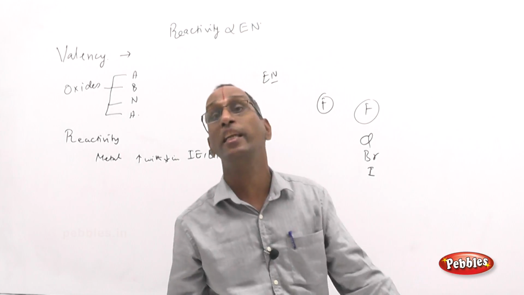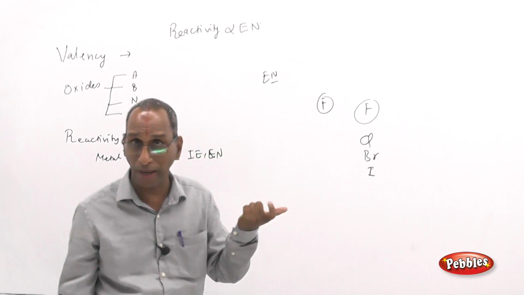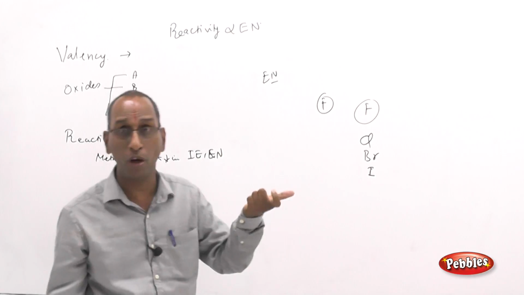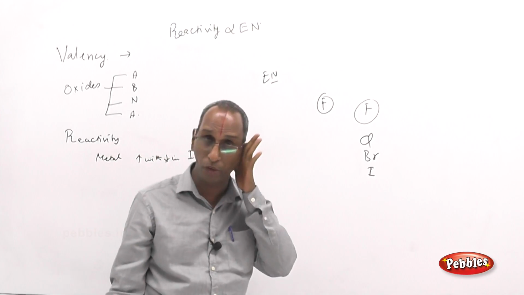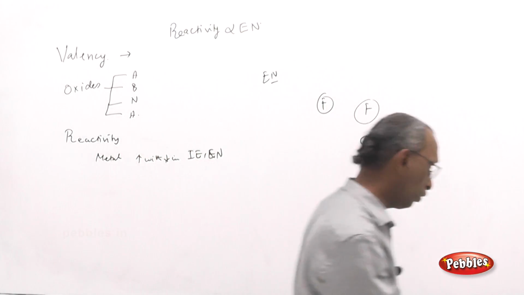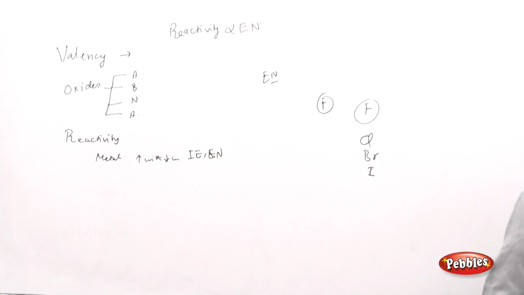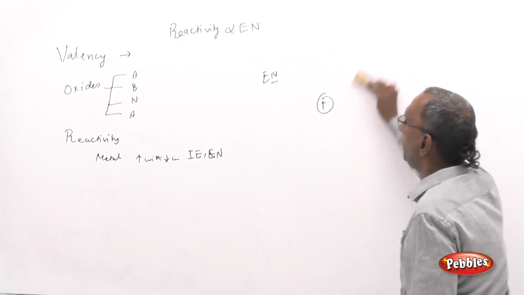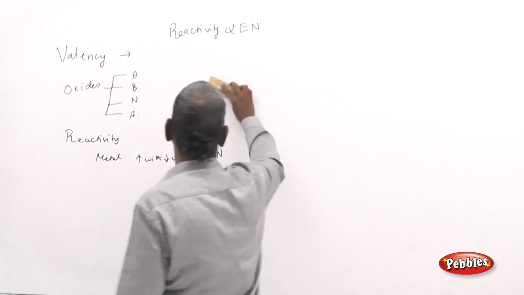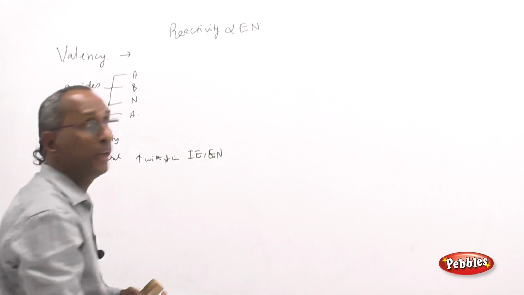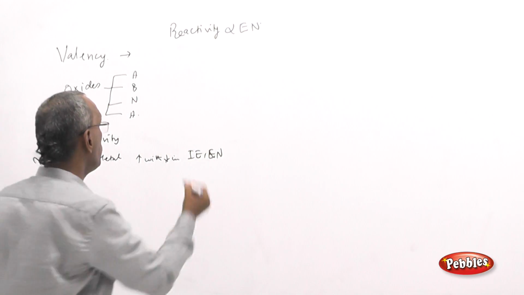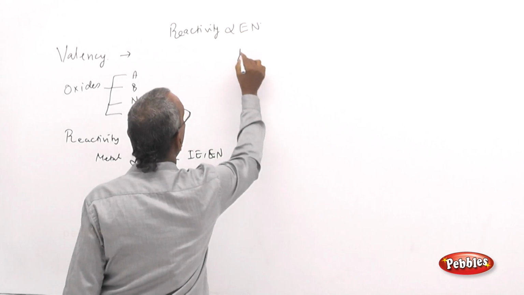The reaction is not taking place. That is, negative catalysts are introduced so as to avoid fluorination. Fluorination has to be carefully done. So, fluorine is highly electronegative, which means that it is highly reactive. So, reactivity is directly related to electronegativity. That is one.